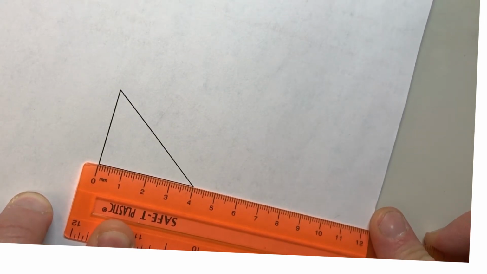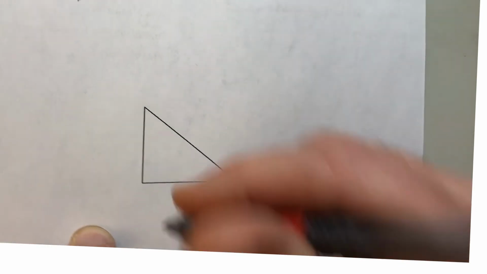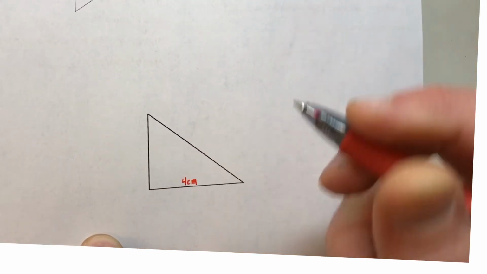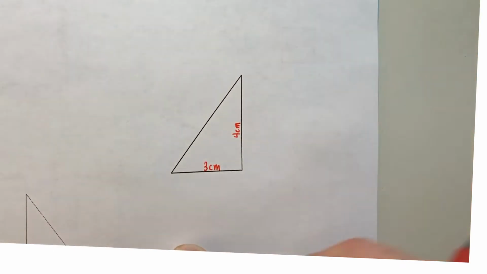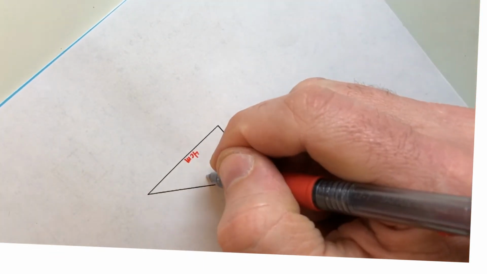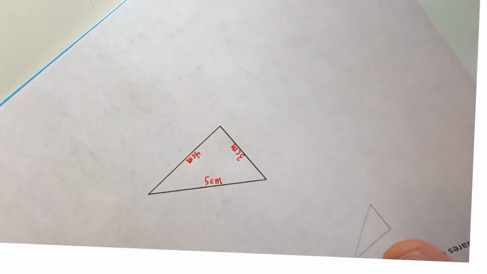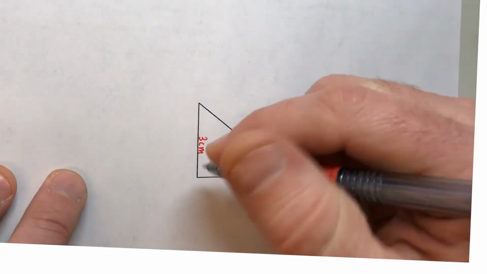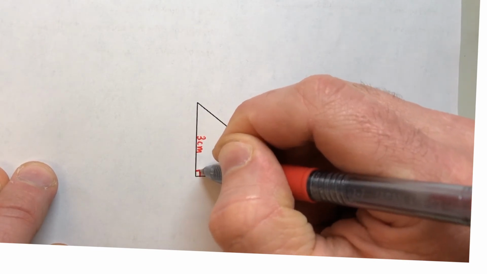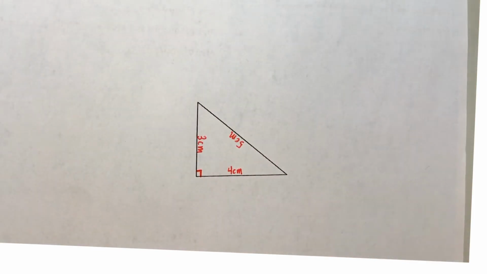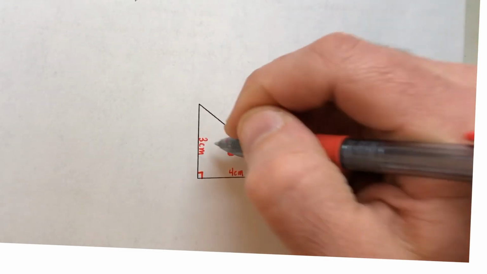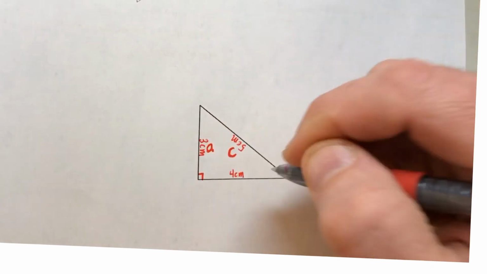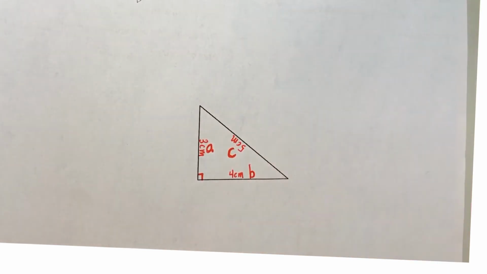Okay, so how long is this side down here? 4. Okay, how long is this side over here? It's 3 centimeters. And then this one right here is 5 centimeters. Okay. So here's my right angle. Which one of those is the C side? The 5. This is the C. And then I'm going to say that this one right here is the A, and that this one right here is the B.